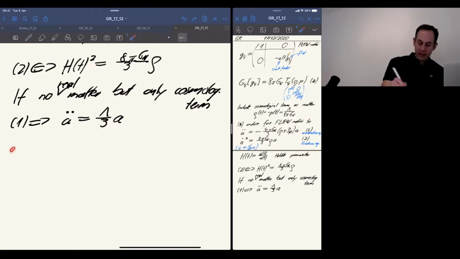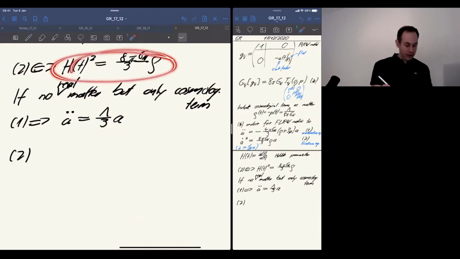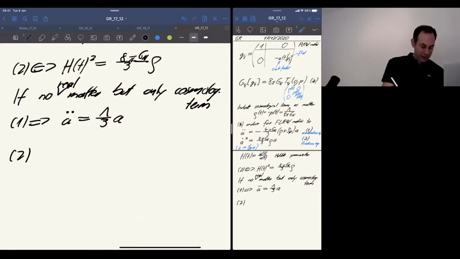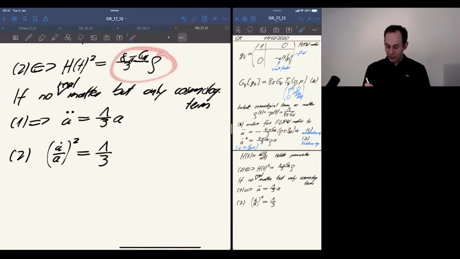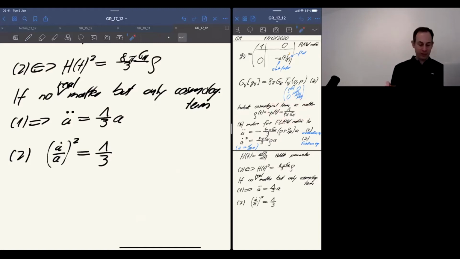Now the second equation, which is already a rewriting of the second equation, turns into a dot divided by a, that's the Hubble parameter, is equal to also lambda over 3. You see that very easily. If I again insert for rho this expression here, I just cancel everything except the lambda over 3.